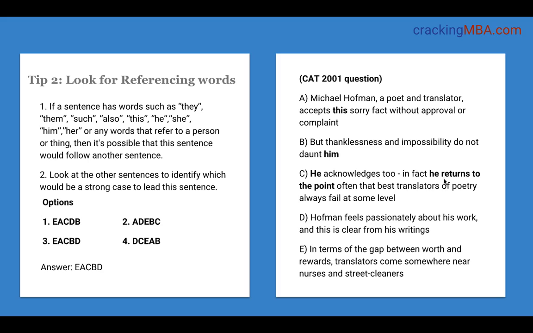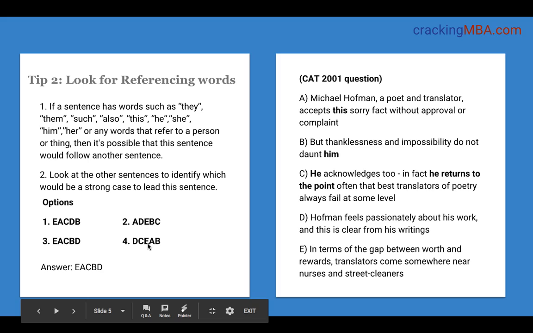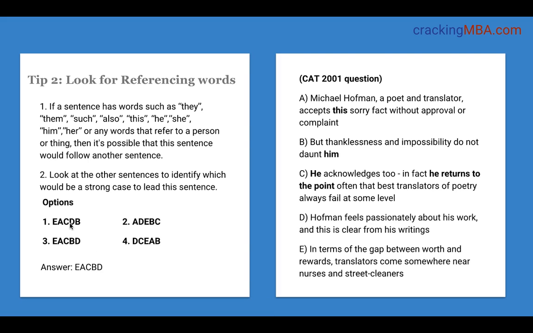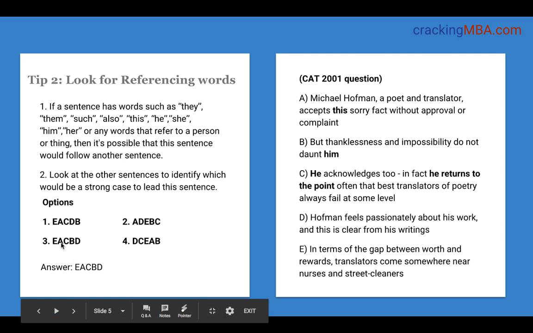So he's referring to that point as well, which is nothing but that fact. So E, A, and C form a logical grouping. This is sufficient to eliminate a couple of options. So option 2 and option 4 are clearly out. We have option 1 and option 3. Okay, so we have EACDB or EACBD.